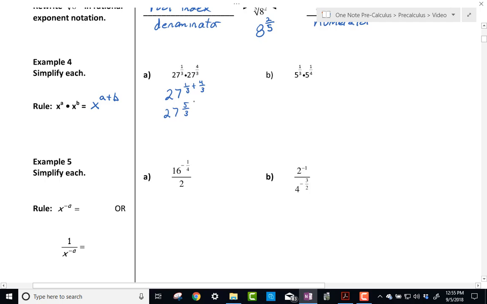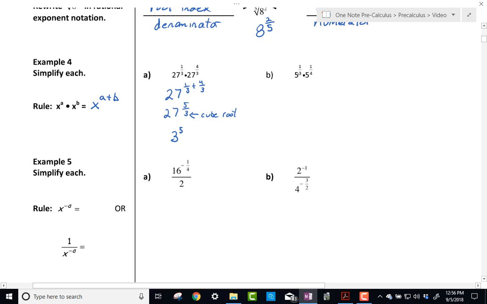And again, thinking about how to simplify this, I'm going to take the cube root. So this is the cube root, and I'm going to do that first. So the cube root of 27 would be 3, but then I have to raise 3 to the 5th power, and I don't care what that is. I think it's 243 or something, but I don't care.